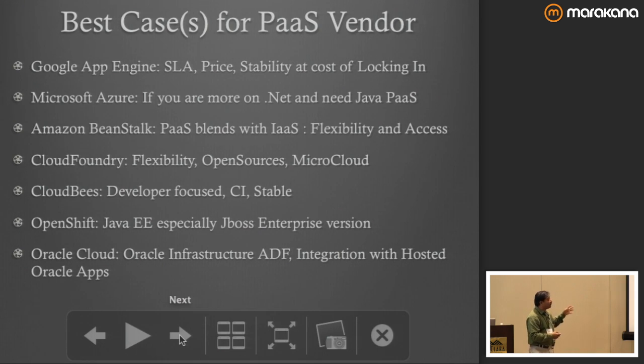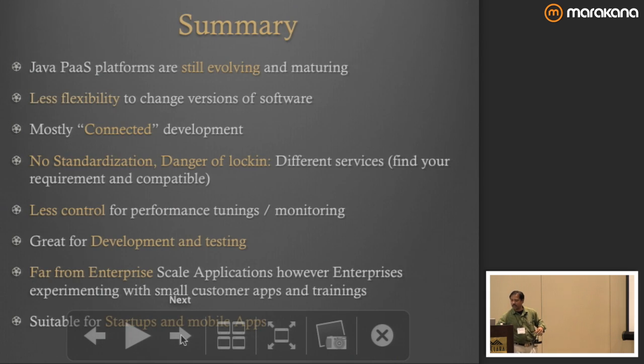Amazon Beanstalk is for when you need a lot of flexibility and some standardization, then you can use it. CloudFoundry is good because it's open source, and it gives flexibility. CloudBees also is good from the dev point of view. OpenShift is a good vision, and if you are really developing J2EE and JBoss type applications, and you have been in the JBoss environment, you can go with that. And Oracle, of course, if you are using the Oracle ADF framework for your internal application, then you do that. So the summary is that all these things are evolving.